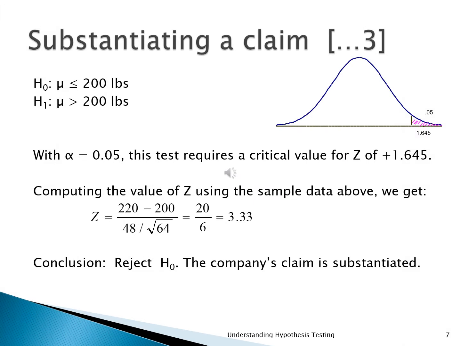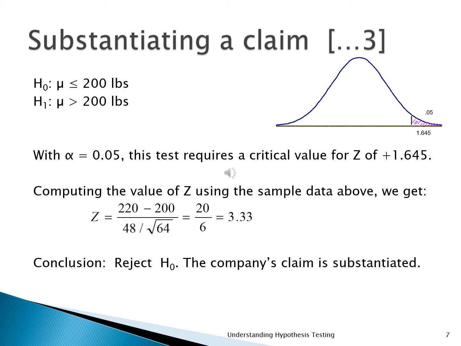As I noted, when a company is trying to substantiate its claim, that becomes the H1. So notice H1 is that mu is greater than 200 pounds. That's what the company's claiming, that the breaking strength of its cables is 200 pounds or more. So that's the H1, which of course means that H0 now is that mu is less than 200 pounds.